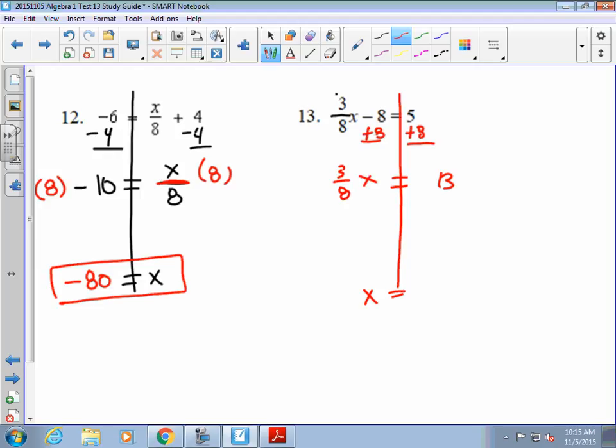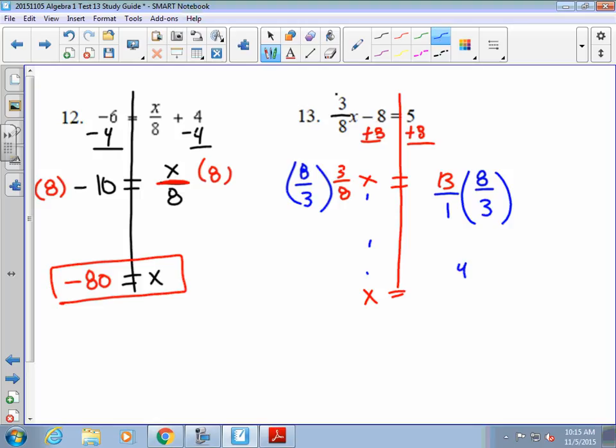Undo 3 over 8 times something by dividing by 3 over 8. Remember, dividing by a fraction is the same thing as multiplying by its reciprocal. So we will have to do it on the next step anyways. So to save ourselves a step, we will multiply by the reciprocal 8 over 3. That will cancel it out and leave us with just x. Remember, if you multiply one side by 8 over 3, you have to multiply the other side by 8 over 3.